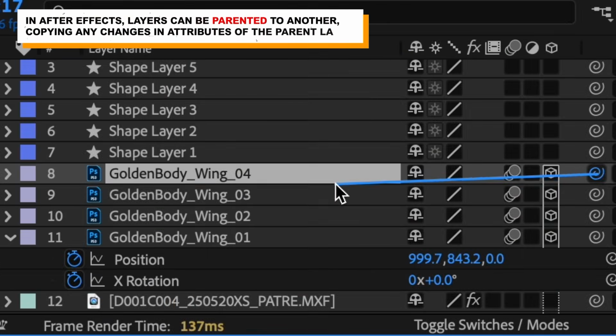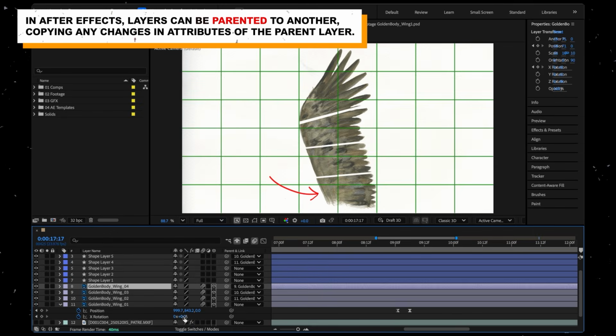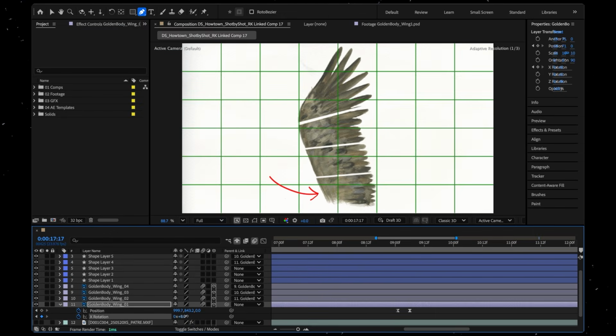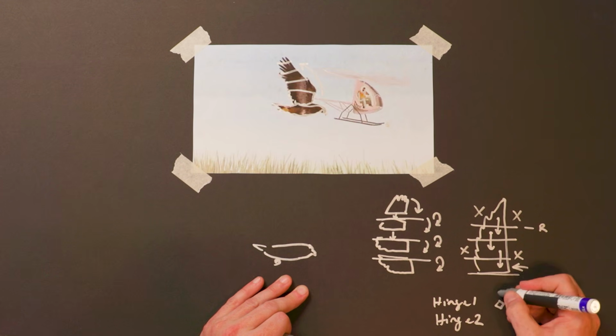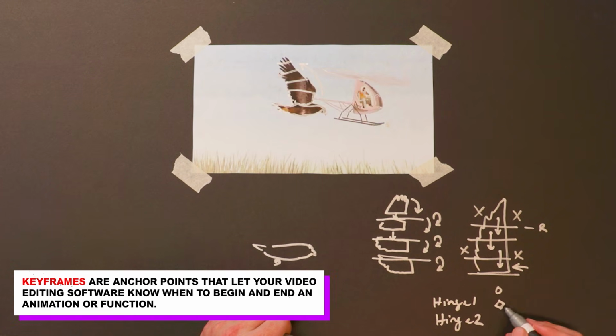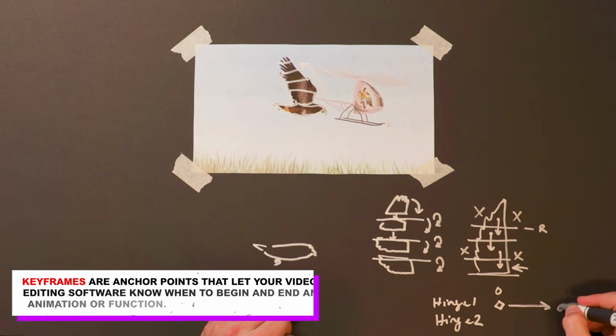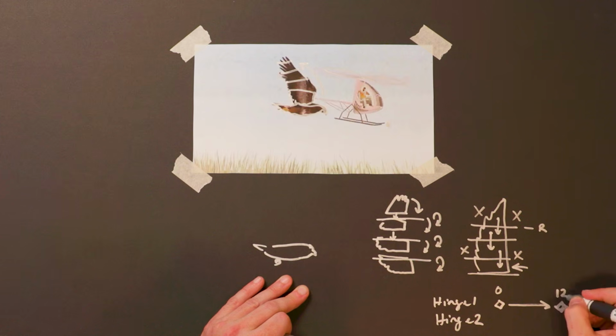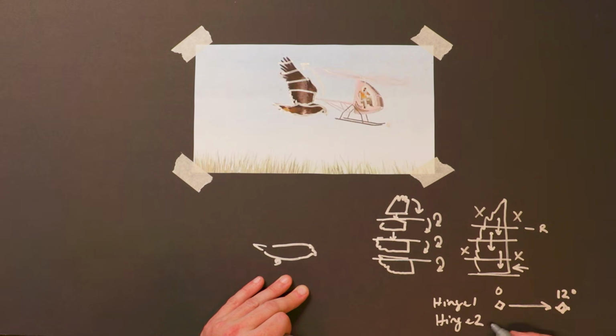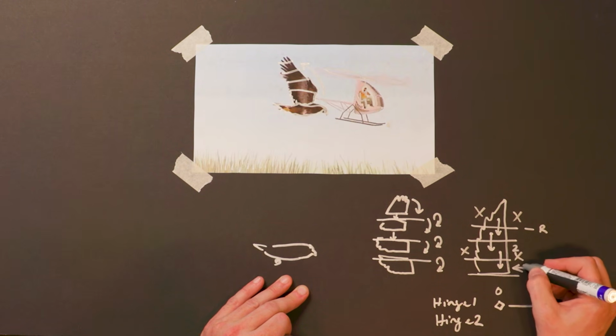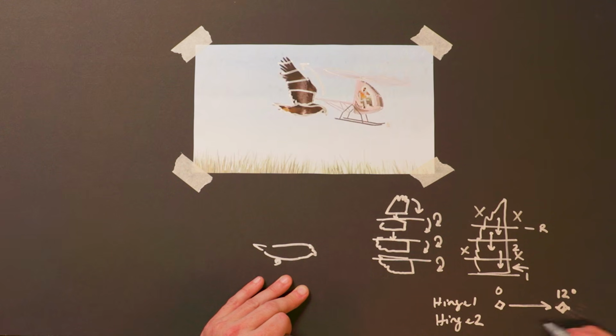Each piece is parented, so this tip piece is parented to this piece is parented to this, etc. Any rotation that this piece takes on, all of these follow. For each of these hinges, you have a series of keyframes. Right now, hinge 1 has a rotation of 0, and then 10 seconds later, we give it a rotation of 12 degrees, let's say. Hinge 2, this piece, also has 12, and then I'm going to give it another 6 on top of that so that it bends even more.